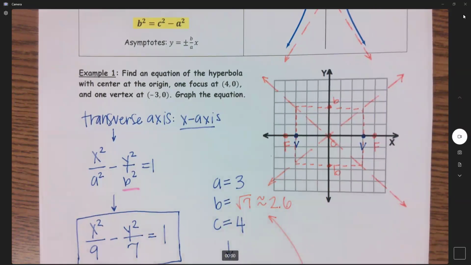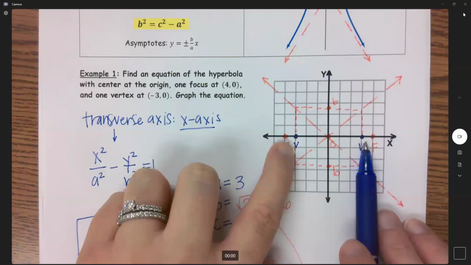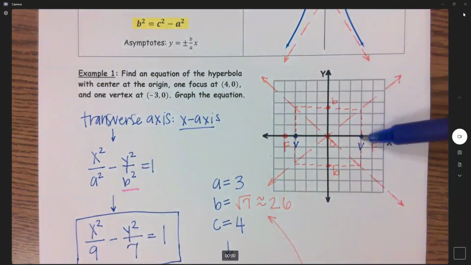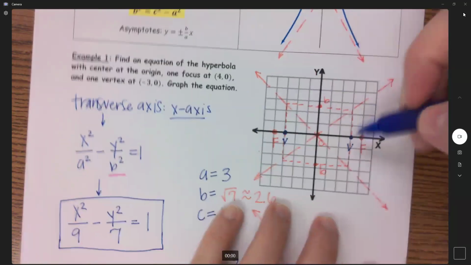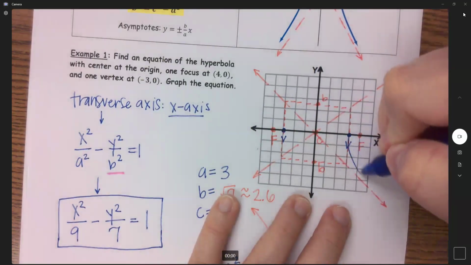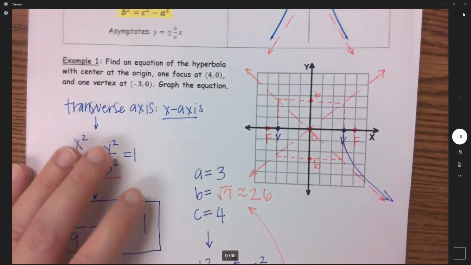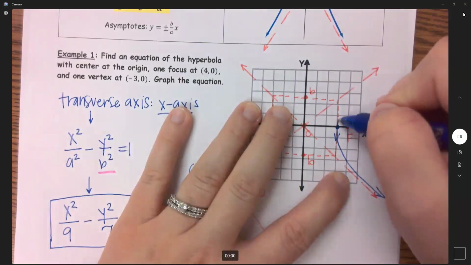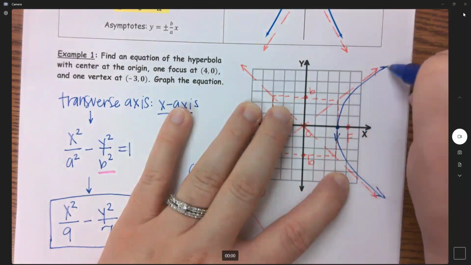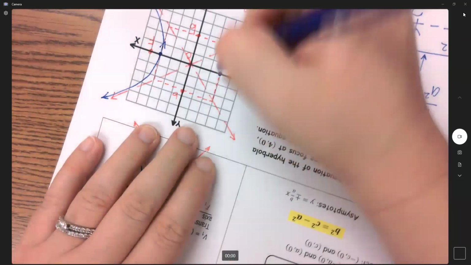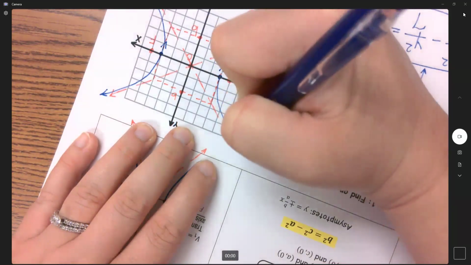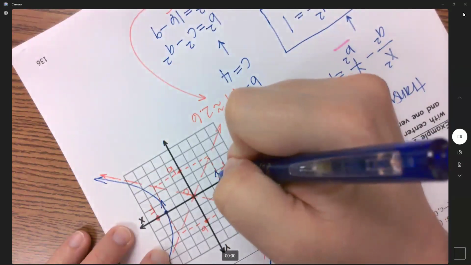And now I can draw my graph. Now I'll get out my blue. All we have are these vertices. This is going to open up and it's going to get closer to these asymptotes. So it's going to open up and get closer. Open up and get closer. So there's one half. I'll do the same thing over here. It opens up and opens up.